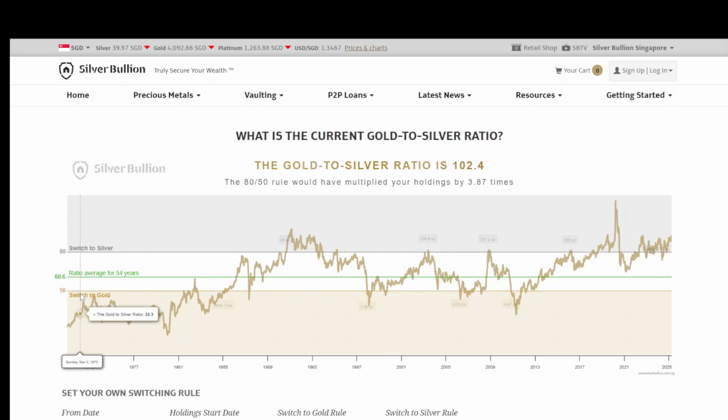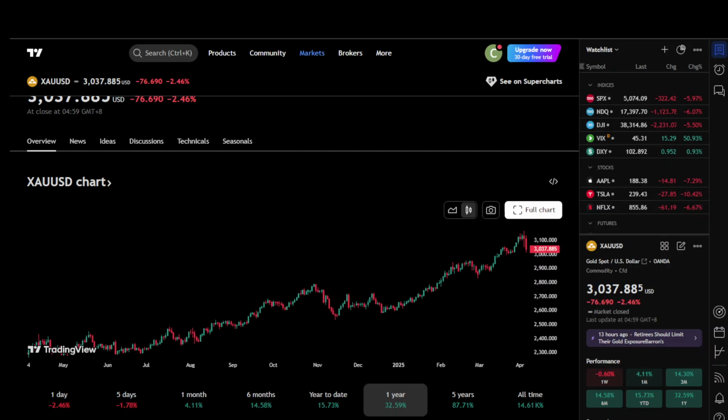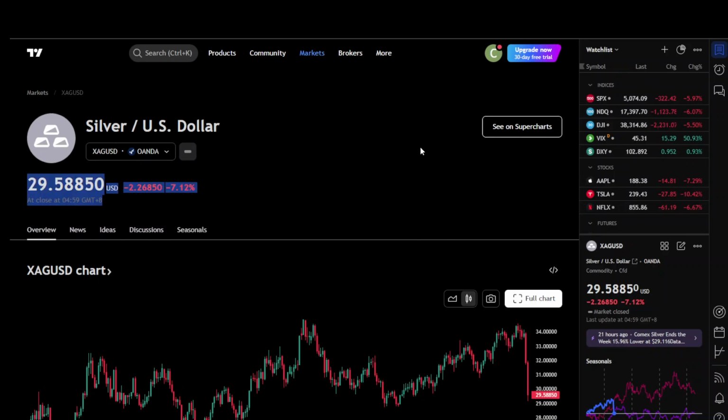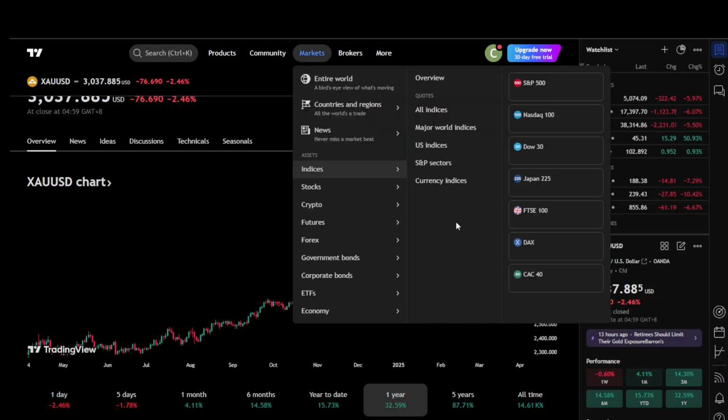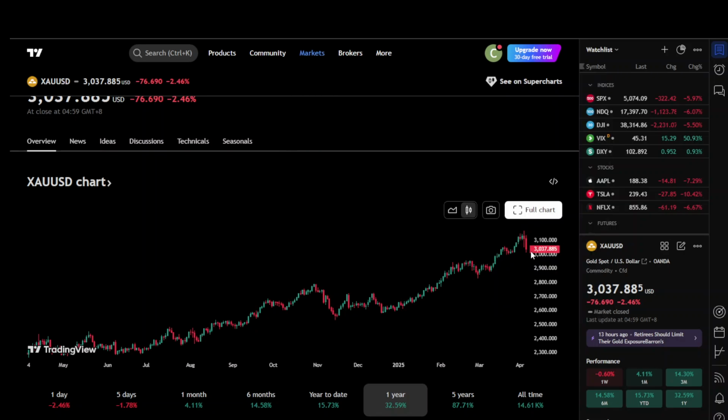However, if the ratio falls to 50, you might want to switch to gold because gold will become cheaper relative to silver. So right now we can see from the charts that silver is experiencing a drop in price in the 1 year chart, and it's nowhere near the all-time highs, whereas gold is nearer to the all-time highs as shown from this chart. So in other words, silver is right now more cheap as compared to gold.